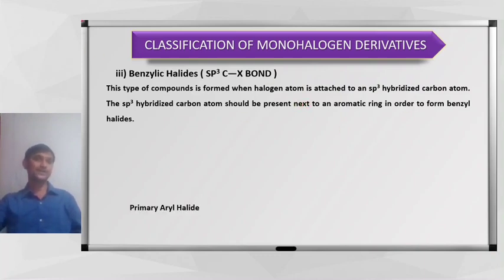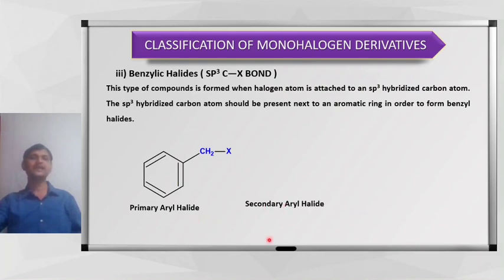It is also classified into 3 types. First, primary alkyl halide. See, this is the aromatic ring, and this CH2 group is present next to the benzene ring. So this is a primary alkyl halide because this carbon is attached to only one other carbon. That's why this is the primary carbon, and this is the example of a primary alkyl halide.